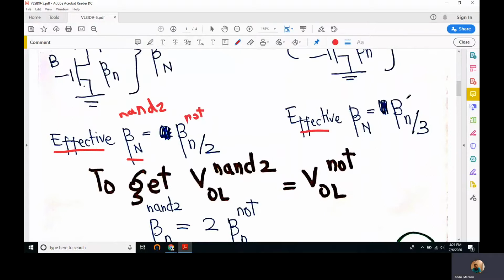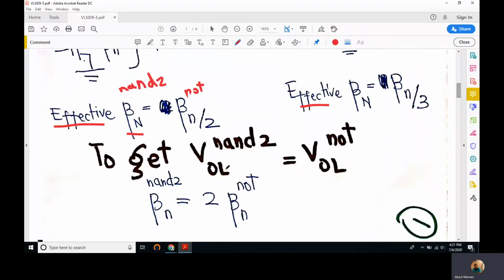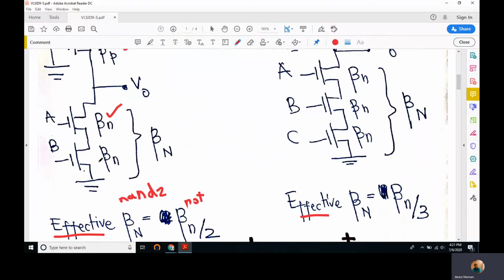Similarly, effective beta for NAND 3 is the beta that we have in case of NOT divided by 3. So to get VOL of NAND 2 equal to the VOL of NOT, what should we do? We have this NAND 2, and the resistance of the path is 2 times the resistance of this path as it was in case of a NOT. So how to make the resistance of this path equal to the resistance of the path in case of a NOT? We have to decrease the resistance of each transistor by 2. This means we have to double the beta.